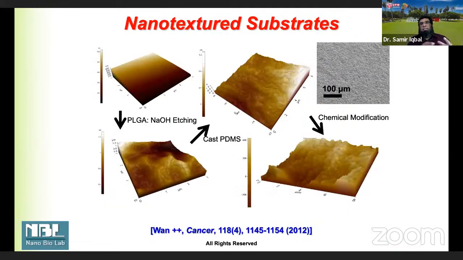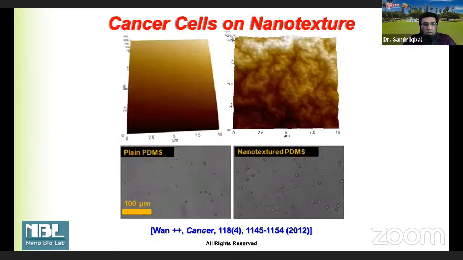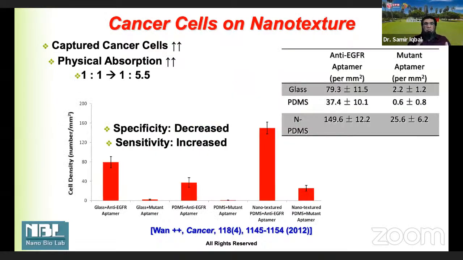This work was done on PDMS, on glass, on silicon chips, a whole bunch of materials, comparing their binding and behavior to see if that can give us much more binding capability. And this is exactly what we saw. Comparing even plain PDMS, which is a polymer, with a nanotextured PDMS, we could see many more captured cells. And even better than what you would get on the surface of a glass slide.